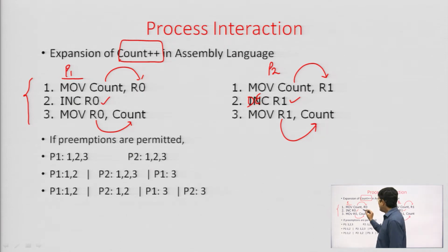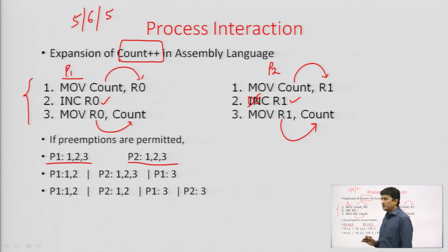So, in case we allow statements 1, 2, 3 of the P1 process to run, and then statements 1, 2, 3 of the P2 process to run, there is no problem. The value of 5 will go up to 6, and then the value of 6 will go down to 5 for the P2 process. So, 5 is the final answer.